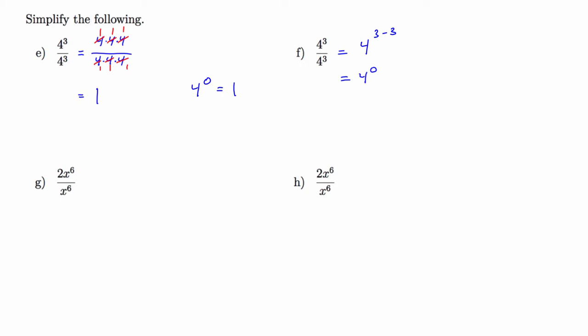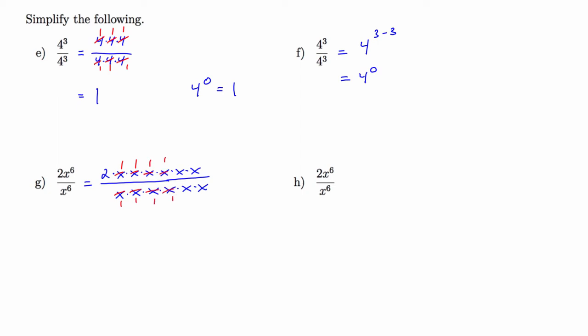Let's take another look at G and H. 2x to the 6th divided by x to the 6th. This means we have a 2 times 6 x's. And similarly in the bottom, we have 6 x's down there as well. As we go to cancel things out 1 for 1, it's only the x's that are canceling out.